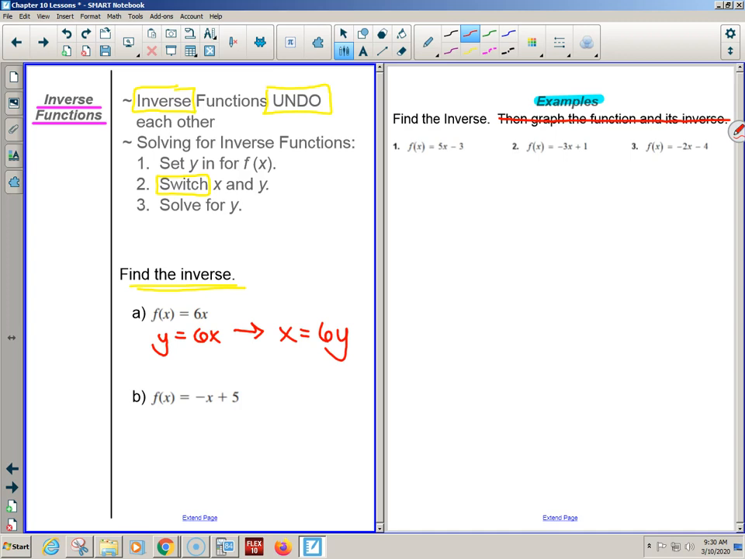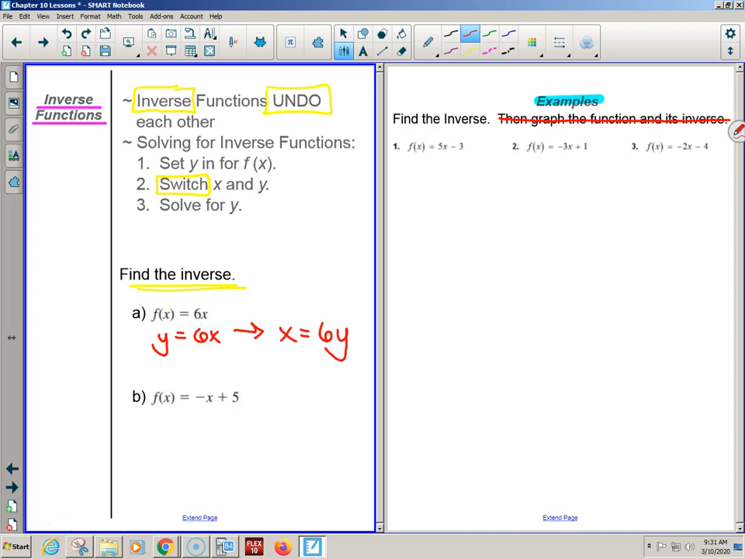So last night there were y's in the equation that you were plugging in for, but that just got kind of confusing, and some of you felt that when you were not sure where to put the x, or the 2, I should say, that you were supposed to be plugging in. So we're going to set the y for the f of x. We're going to switch the x and y. We did the set, we did the switch. What's left? Solve for y.